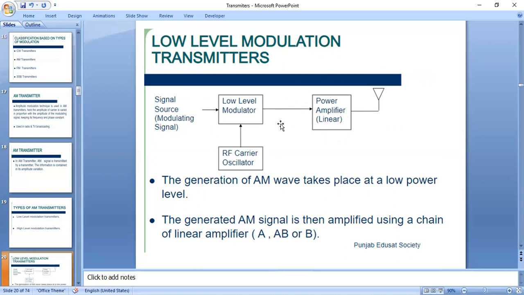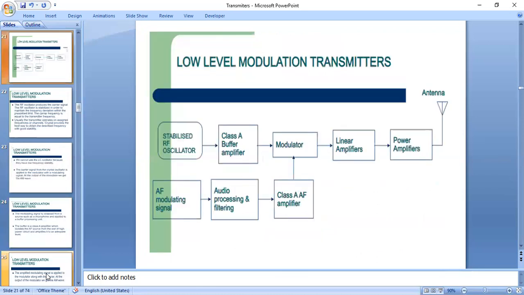So here you may observe that modulation takes place before the power amplification. That means at the low level, the modulation takes place, which is far away from the transmitting antenna. So this is the elaborated block diagram of the low level AM transmitter.